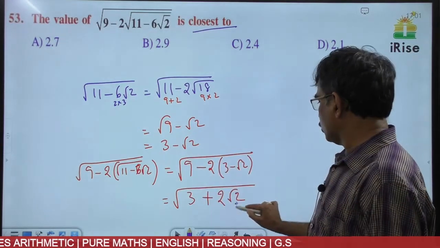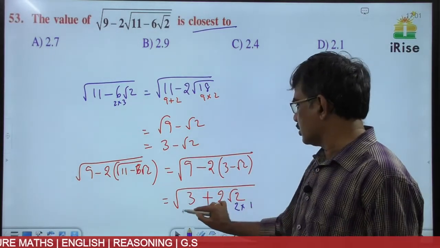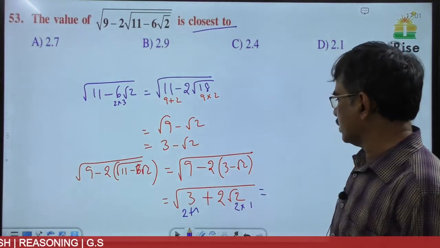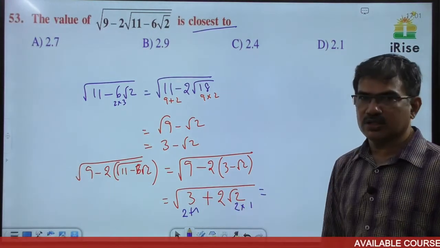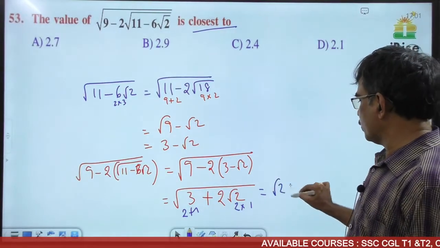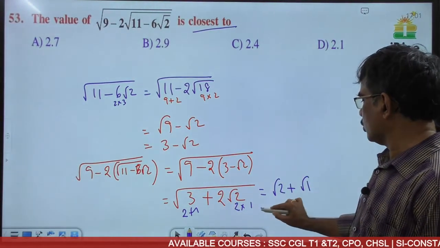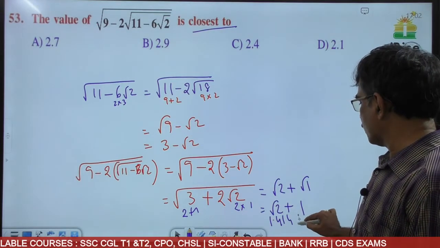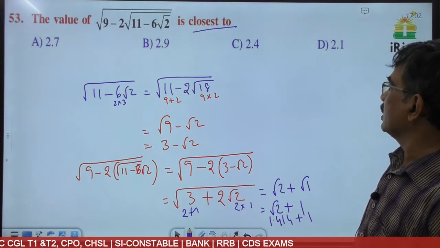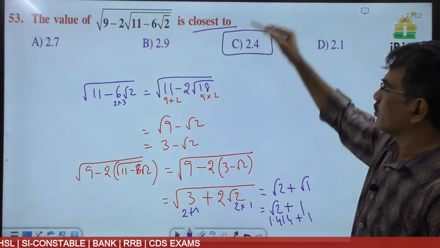Again this is 2 into 1 and this is 2 plus 1, again square root of this one. Say this is A plus B, this is A into B. The answer is root 2 plus root 1, nothing but root 2 plus 1. Root 2 is 1.414 plus 1, 2.414 is the answer.